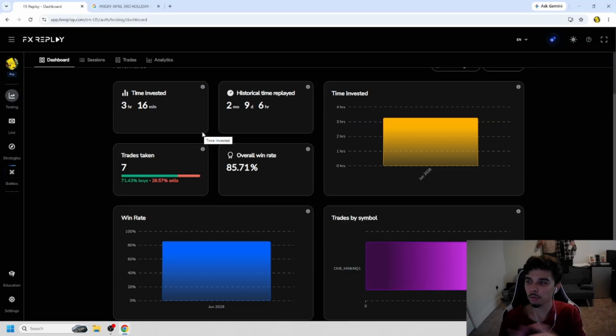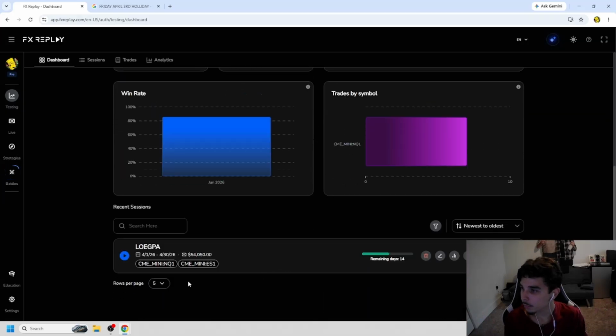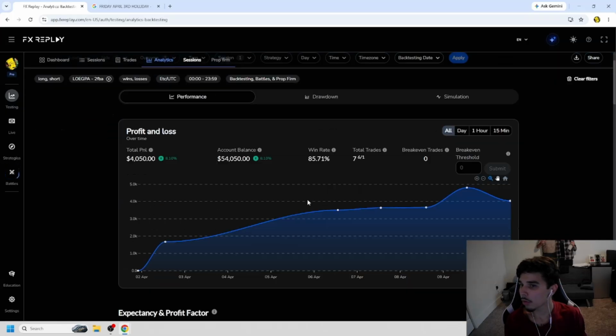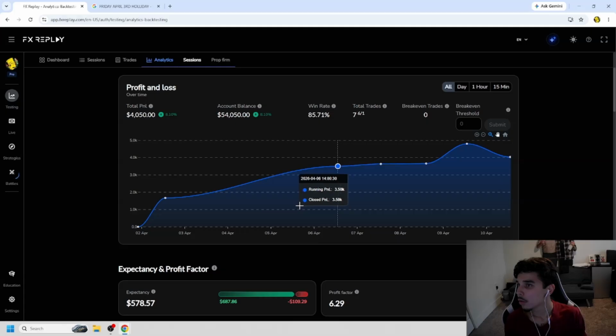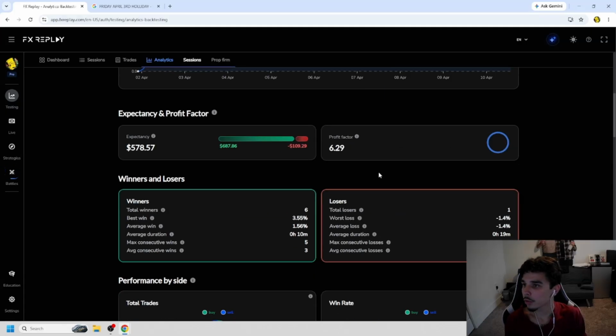So that was about 3 weeks worth of price action. Pretty good. Yeah, 1 loss. We made $4,050 over about 3 weeks. So yeah, pretty good overall. Yeah, 6 and 1. Okay, and about 4 of those, so about 2 or 3 break evens. So yeah, pretty good overall.